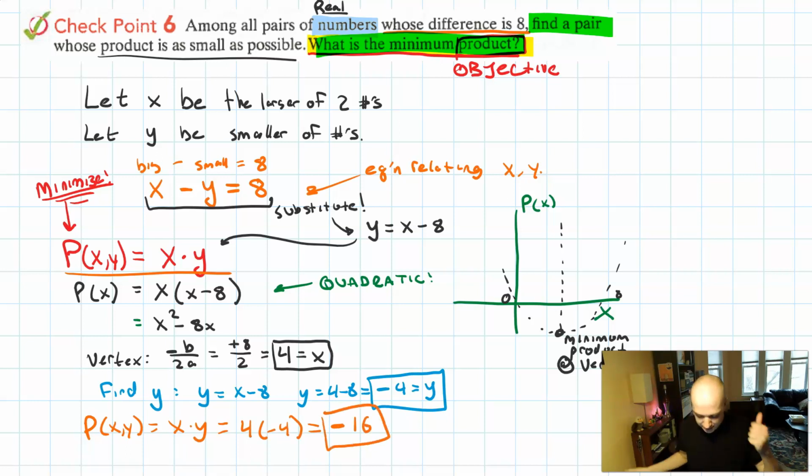So what have we shown? We've shown that in a problem such as this, where we're finding a pair whose product is as small as possible, the two numbers that give us the product are 4 and minus 4, and the smallest possible product of those numbers is negative 16.